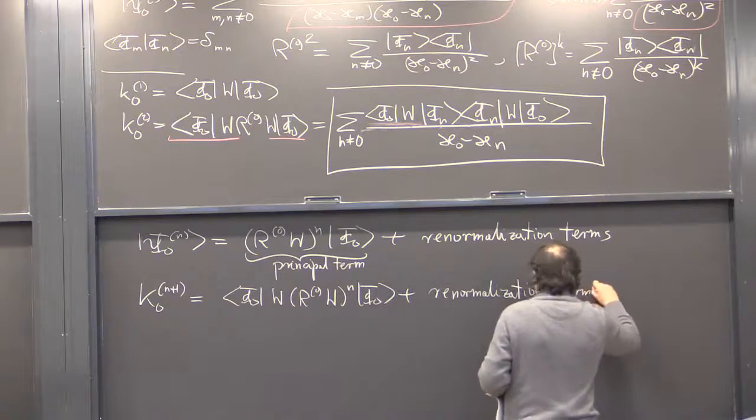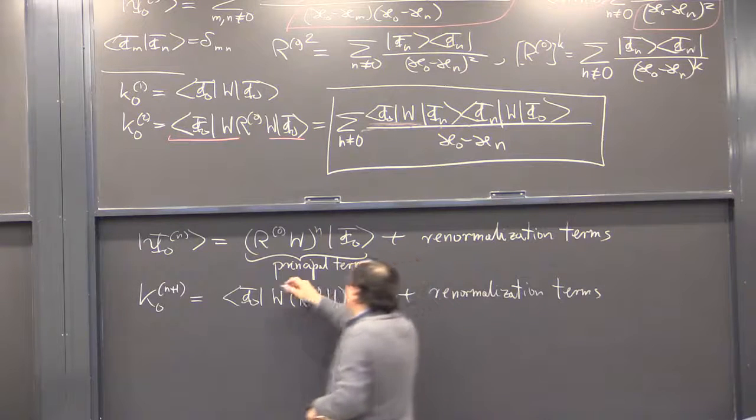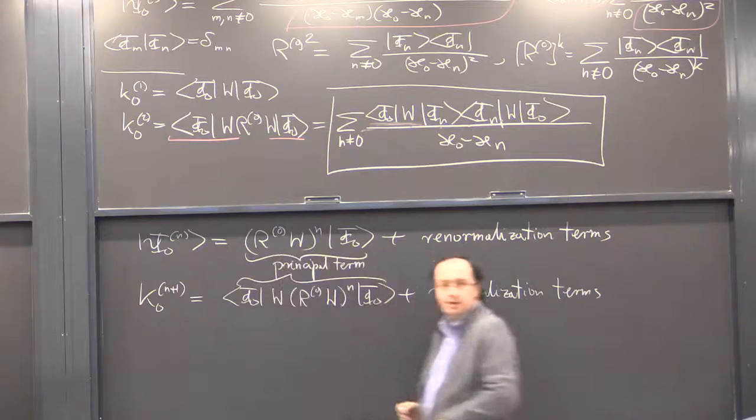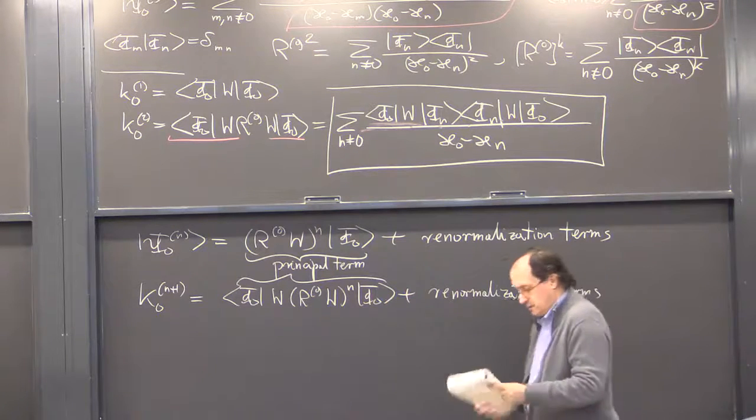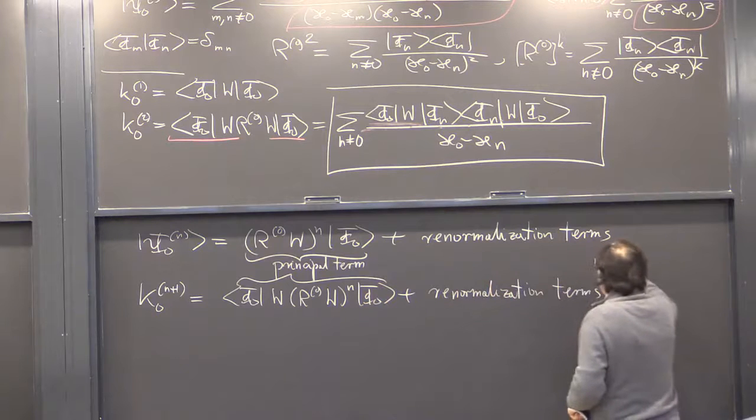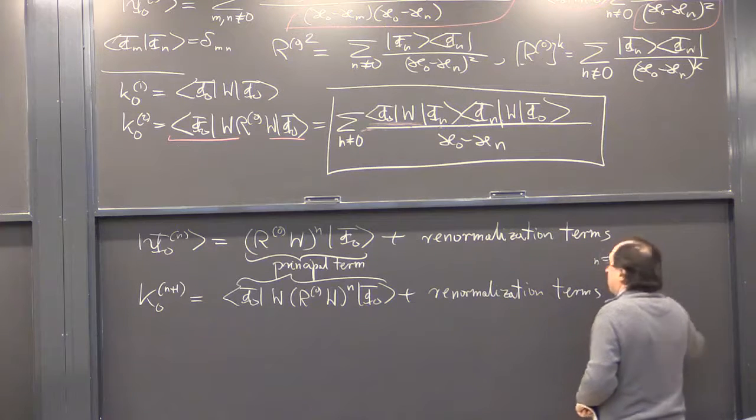So we use the same terminology. The leading term is called the principal term. You just have to say it's in the energy or in the eigenvalue, right? And then you have renormalization terms that go with it. And this is of course true for n equals 0, 1, and so on.